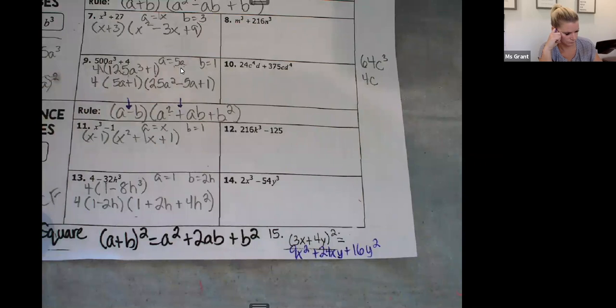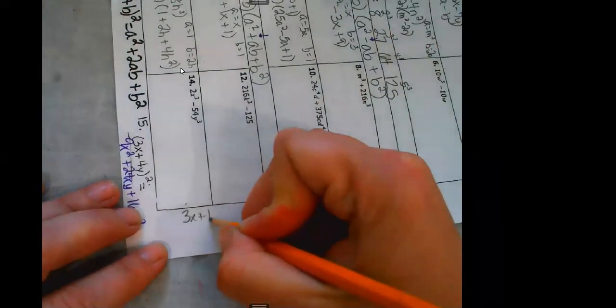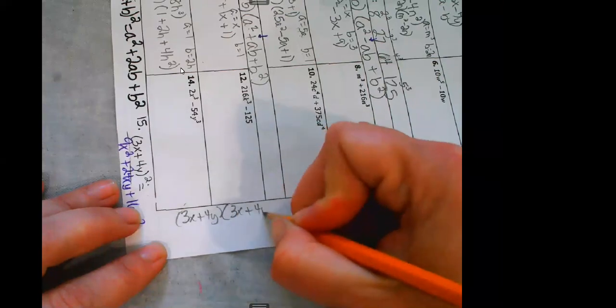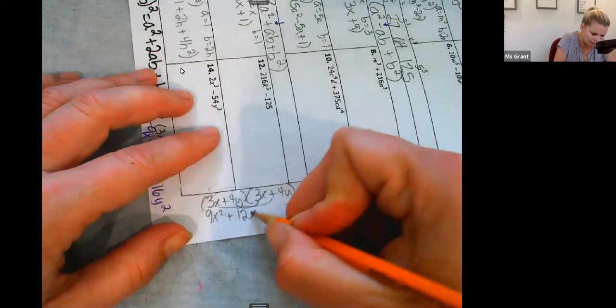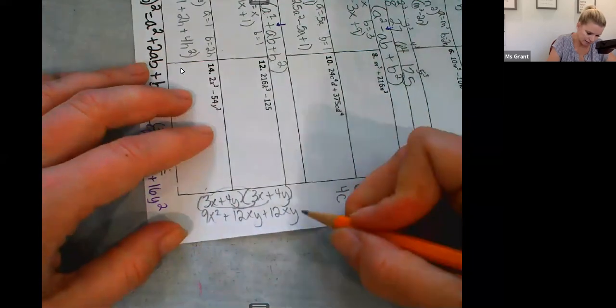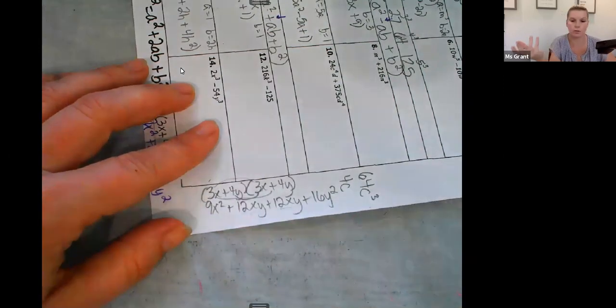How did you get 24xy? Let me do it on the side. So when I FOIL, I get 9x squared. And then the inside outside is 12xy plus 12xy. Last is 16y squared. So the 12xy and the 12xy go make the 24.